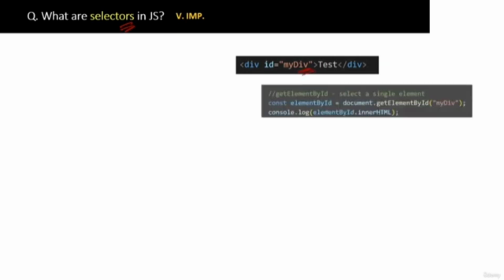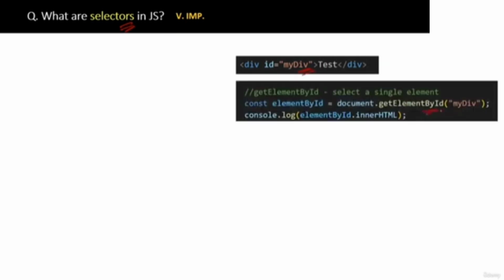What are selectors in JavaScript? Very important question. Suppose you have a div element with the ID myDiv in your HTML. Now here is the simplest selector in JavaScript, and that is getElementById. This getElementById will get the reference of this element and assign it to a variable. Now we can use this variable anywhere in the program and use its properties to access the values of the element myDiv, right?